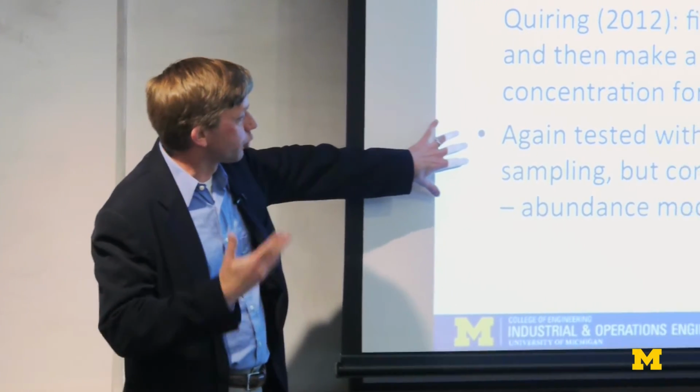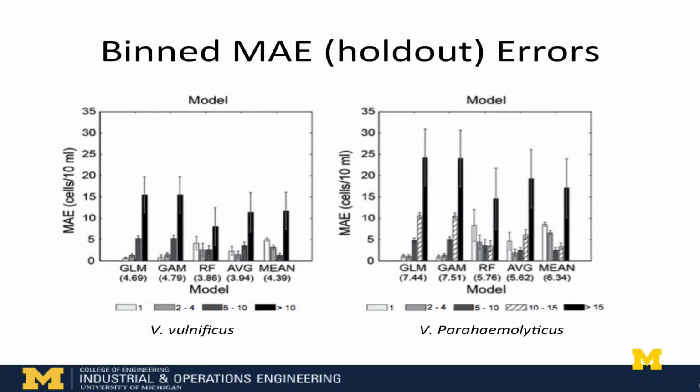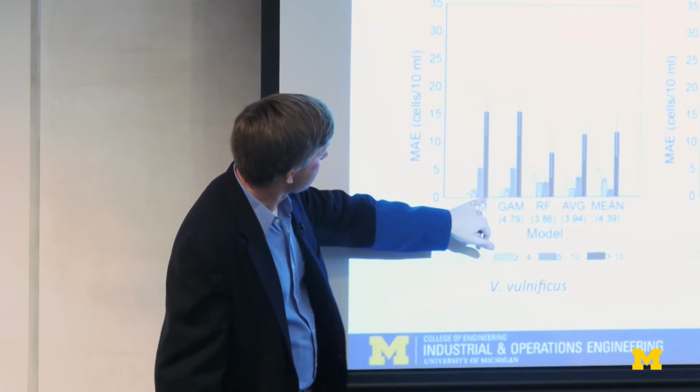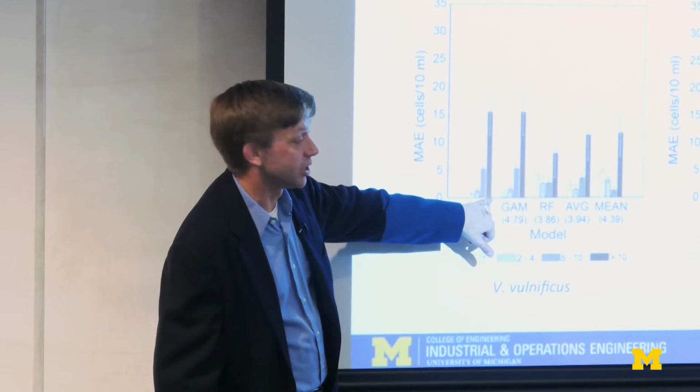And we again tested this with the repeated holdout sampling, so we're getting at predictive accuracy, not fit. Okay, what do we get? So this is mean absolute error. So you take the difference, you take the absolute value of that, you sum it up, you take the mean. And we've got the GLM, the GAM, the random forest, a simple ensemble of those three, and then a mean-only model. So we should be able to do better than the mean-only model. Then we bin it by the actual count. So this is 1, 2 to 4, 5 to 10, and greater than 10.